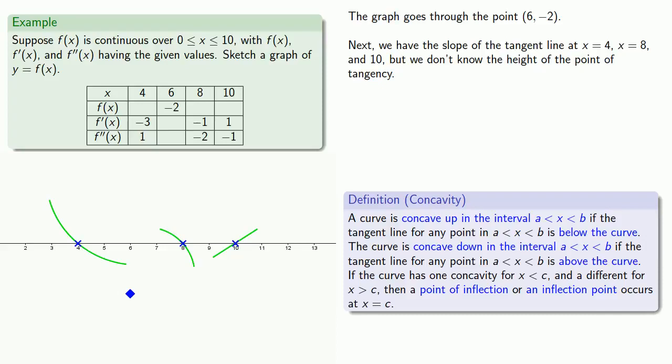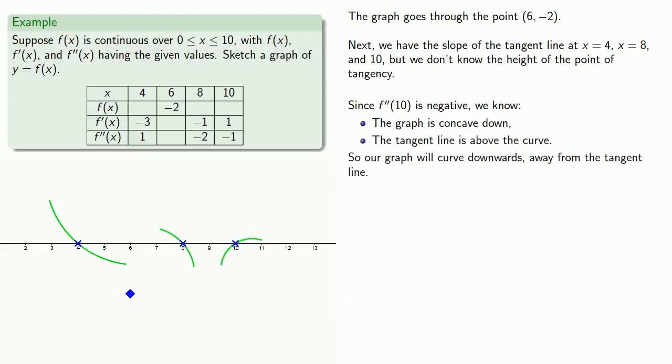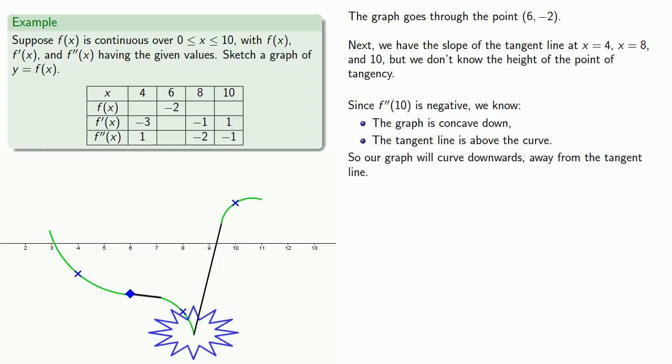Since f double prime of 10 is negative, then we know the graph is concave down there as well, and now we'll want to adjust the height so our graph looks something like a continuous curve. And one thing you'll notice, because of our concavity, there's no way of avoiding some weirdness that occurs between x equals 8 and x equals 10.